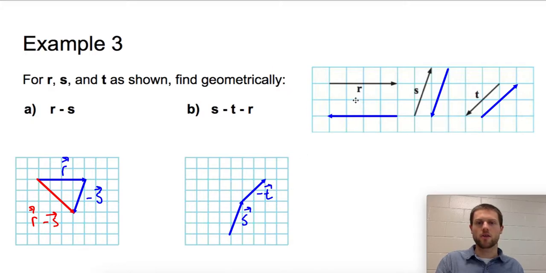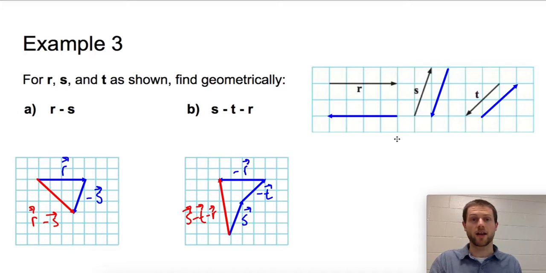And then I want to add the vector negative r to that. And that's going to be to the left 1, 2, 3, 4. So that is vector negative r. Once I add all three of these vectors together, I'm going to get the resultant vector s minus t minus r, and that is this vector right here. So let's label that vector s minus t minus r. These are all vectors, so I'm just going to put little arrows on top of all of them. So there you go. Subtracting is the same thing as adding the negative.